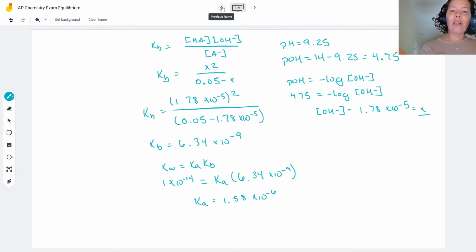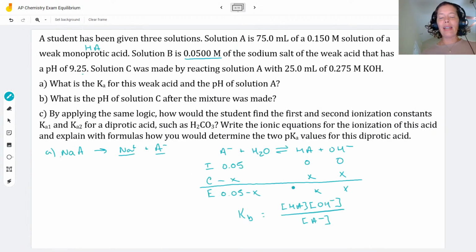And of course, you can go through and then get your pH of solution A. So again, for your pH of solution A, you're going to have to set up another ICE table for your weak acid. I just don't have time to go through all that because we're already hitting 8 o'clock. And that is going to be your pH of solution A.